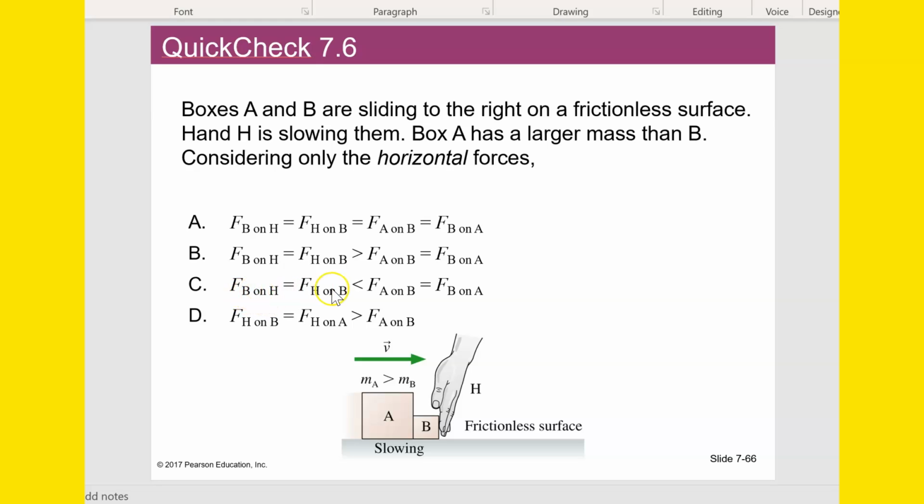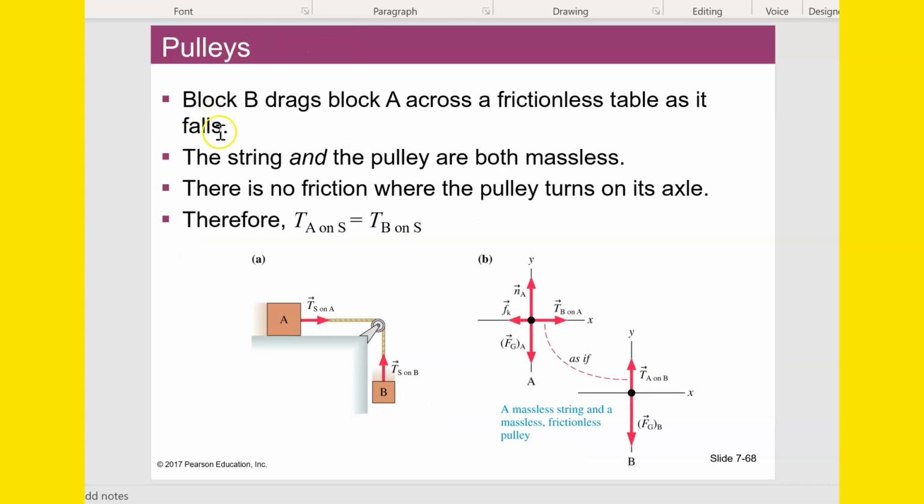The force of B on the hand on B is less than. That would not be true, otherwise it would be accelerated to the right. So I'm going to skip C and look at D. The force of the hand on block B is equal to the force of the hand on block A. That's already wrong because the hand is not even touching block A. So it's got to be choice B. And that's right. All right, let's stop right there for part 3 before we get into pulleys.